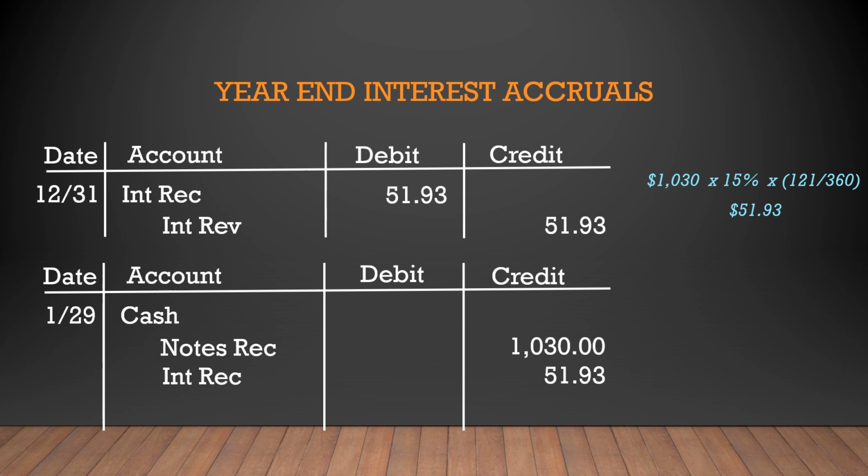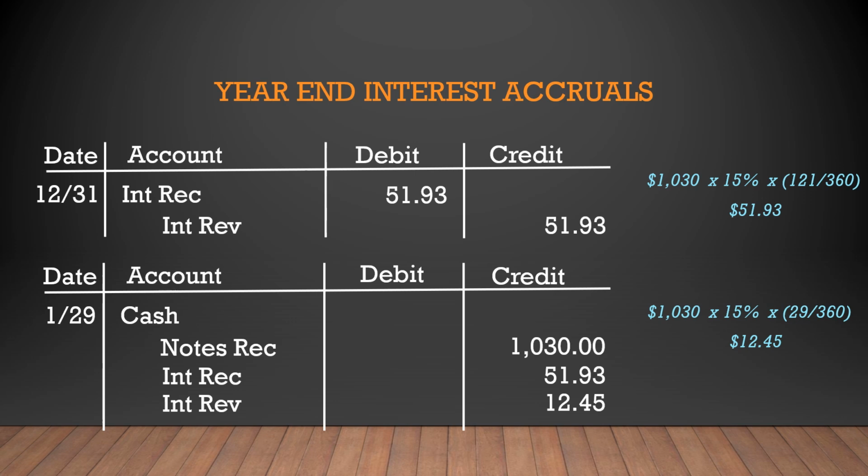But we also need to record the revenue earned since then. Use the same formula, but adjust it for the time passed since the last interest accrual. $1,030 times 15% times 29 over 360. Interest earned, $12.45.